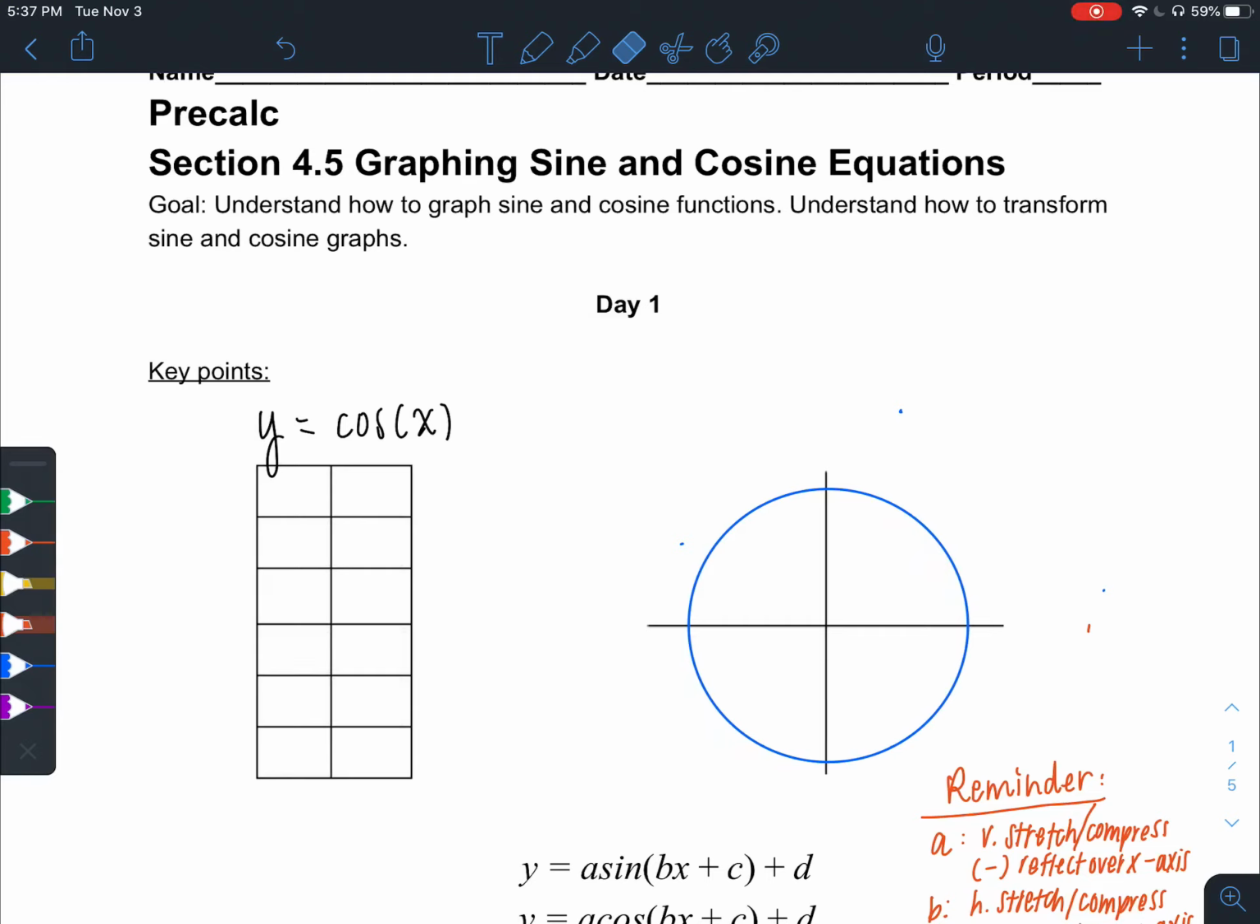Today we are graphing sine and cosine equations. First we have to graph the parent functions, and then we're going to transform those functions as well. Just a reminder that we did see this in chapter 1.6, day 1 and 2, if you need a reminder.